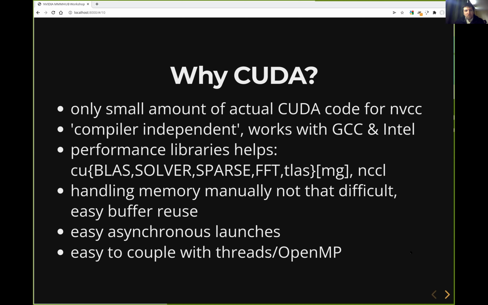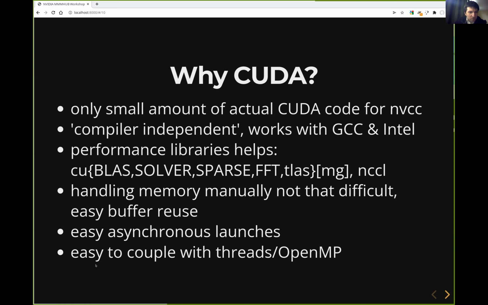Easy asynchronous launches, again, it's a native feature of the CUDA environment that launches are asynchronous, and most things are really asynchronous. Even the library calls, you're creating a context object, set the stream you want it to run on, and simply send it off. This way, build a sort of a graph for the device to run through.